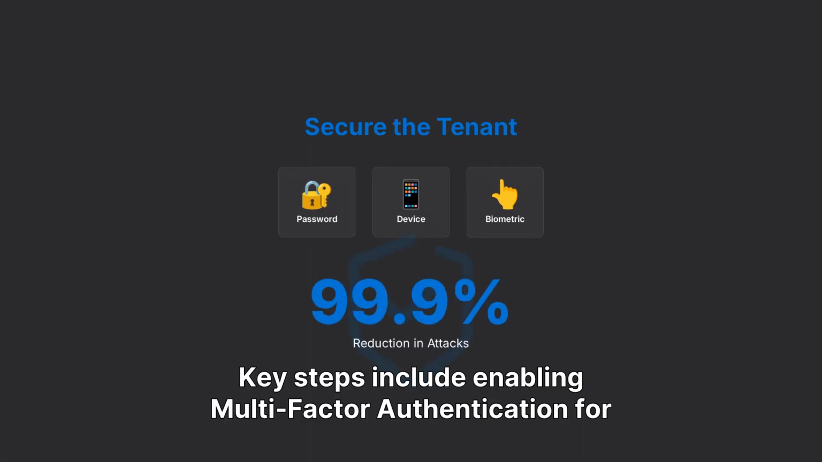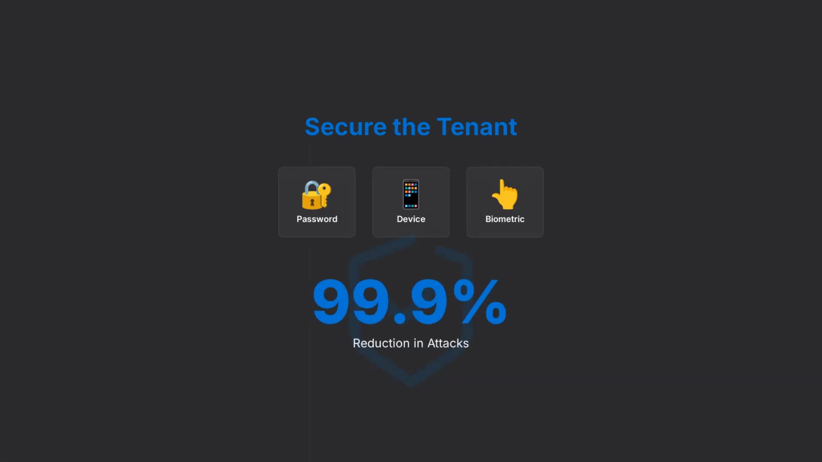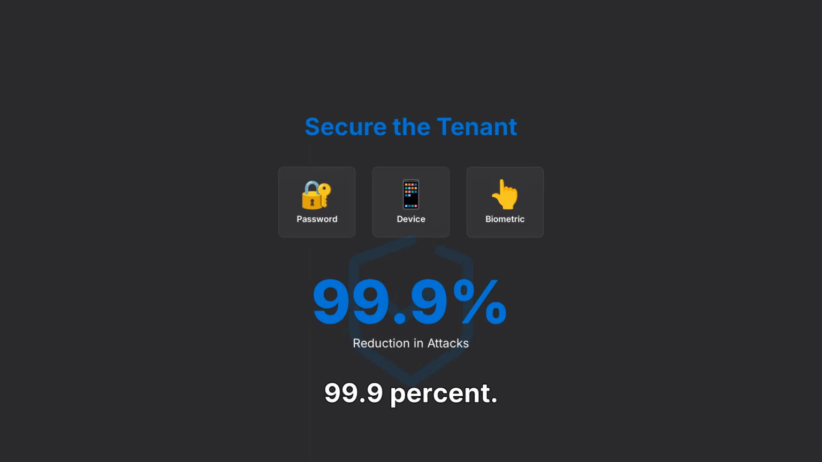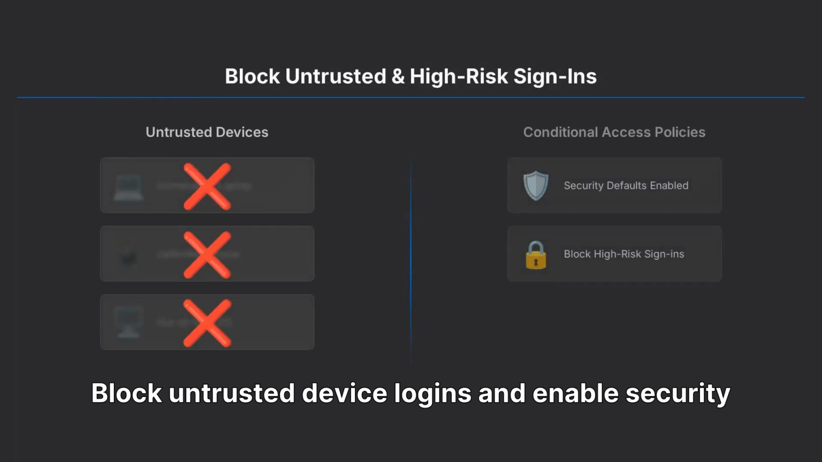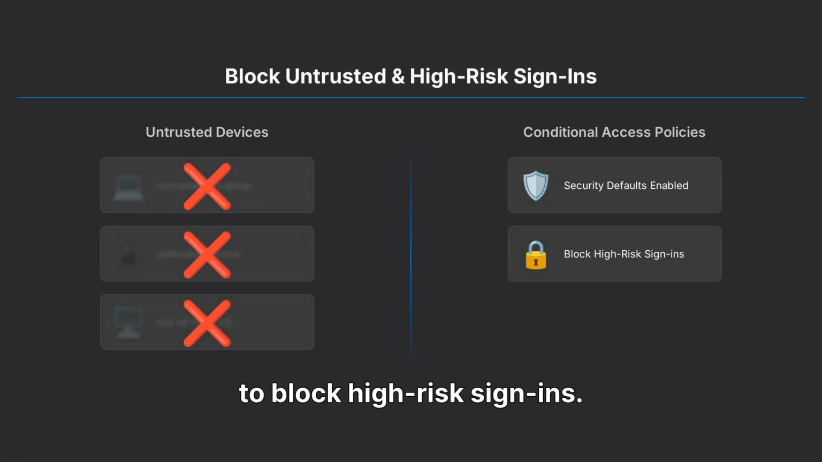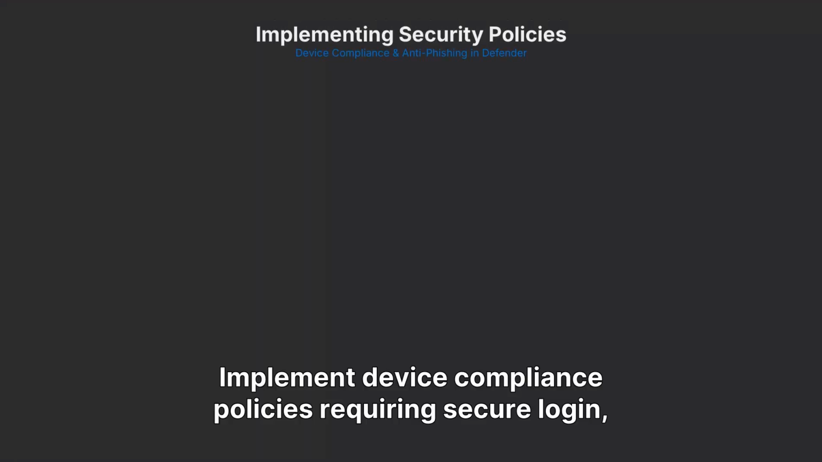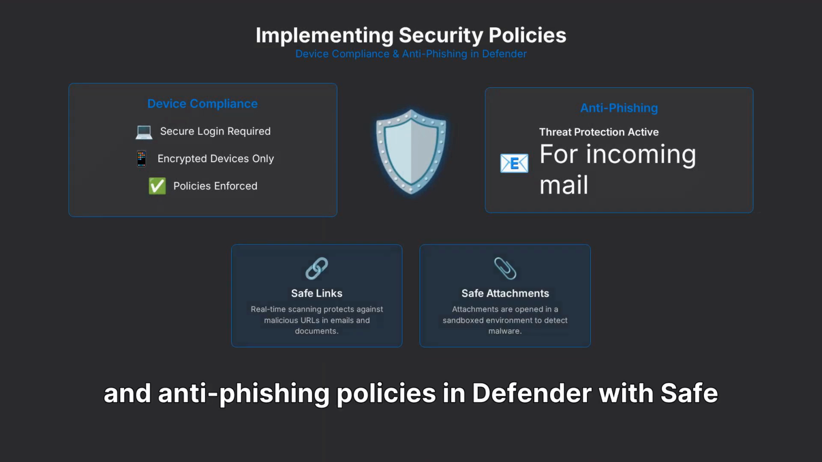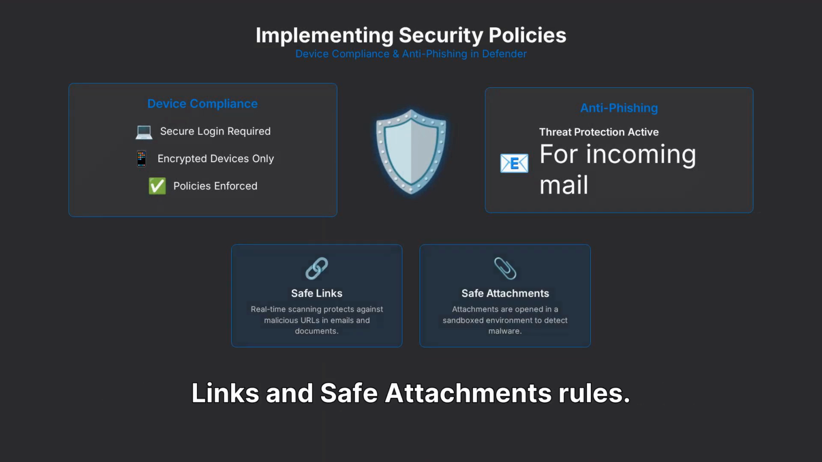Key steps include enabling multi-factor authentication for all users, which can reduce attacks by 99.9%. Block untrusted device logins and enable security defaults, or set up conditional access policies to block high-risk sign-ins. Implement device compliance policies requiring secure login and anti-phishing policies in Defender with safe links and safe attachments rules.